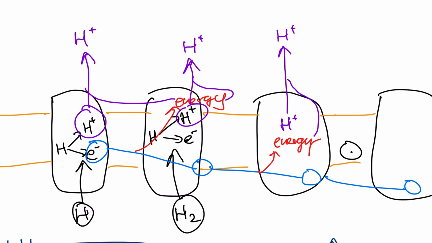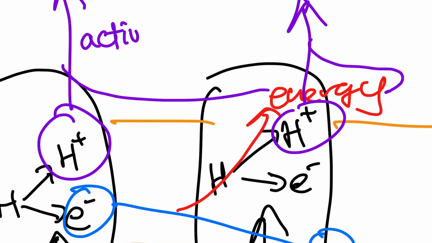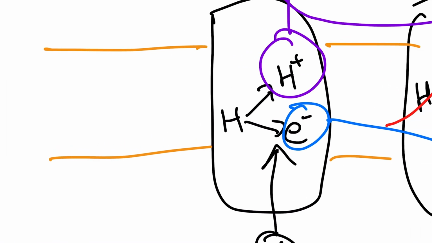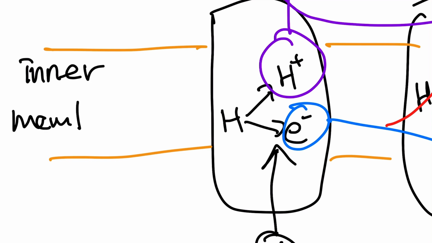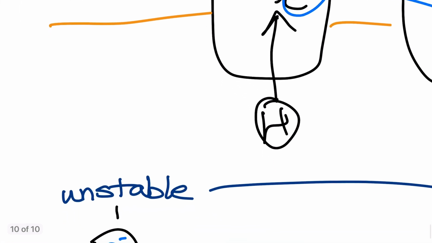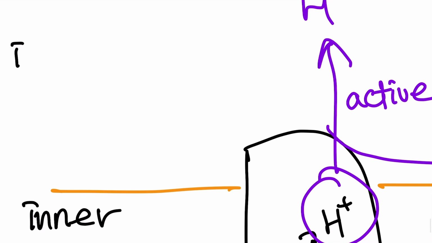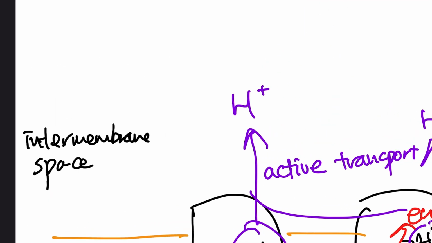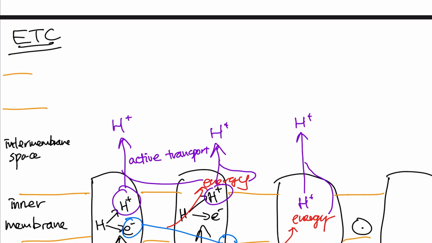So just now, after the hydrogen atoms are broken down into protons and electrons, the protons are transported through active transport into the intermembrane space. Just now I forgot to label this. This is the inner membrane of the mitochondria. And inside here, it's all matrix. And outside here, it's the intermembrane space. The outer membrane will be somewhere here, but I'm not going to draw it because it does not play a role.